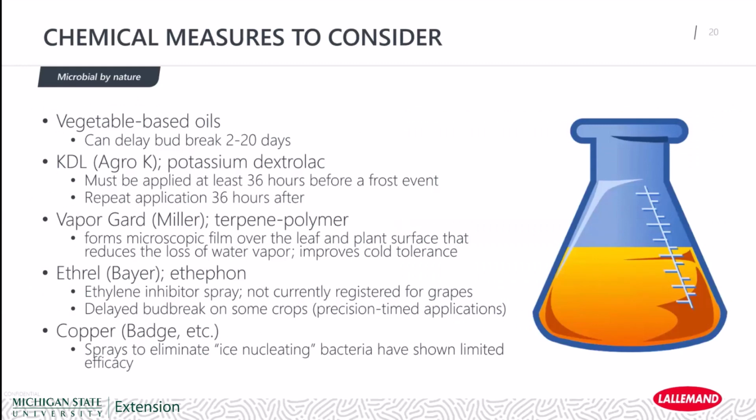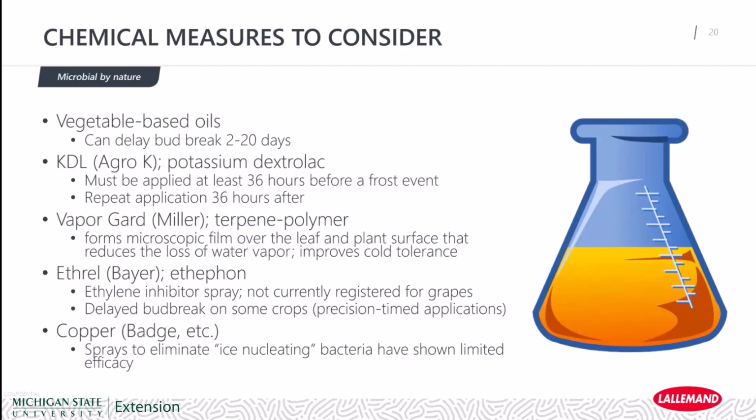In terms of chemical measures, these are kind of few and far between. There are about 5 different chemical measures you could consider using. And unfortunately, I can't speak to the efficacy of each of these, but these are commonly used, and some people swear by them. Some people think they're snake oil. It's really just about what works for you and what you've found success with. So the first one is a vegetable-based oil, and it's been found to delay bud break anywhere from 2 to 20 days. So this can be incredibly helpful.